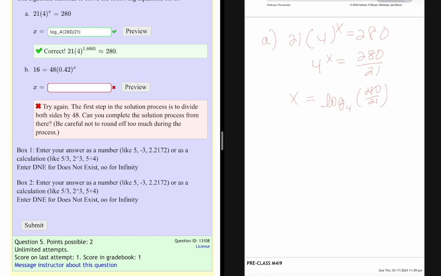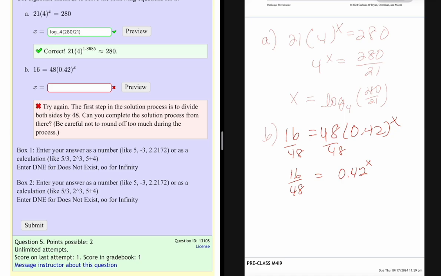Now look at B for just a moment. Let's do B together. In B, let me write this down. Can anybody tell me, for my equation, what's the number I have to divide both sides by? Exactly. So I have to divide that 48 off. So I get 16 divided by 48 is base 0.42 to a power of x.